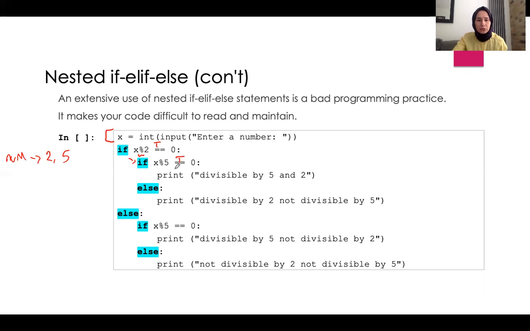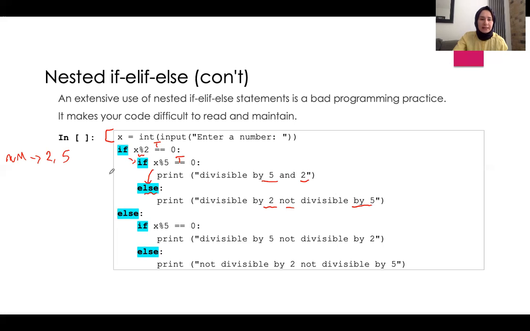If this is true as well, then it will say that the number can be divided by 5 and 2. If this is false, if the number cannot be divided by 5, then it will print that the number can be divided by 2, but not divided by 5.